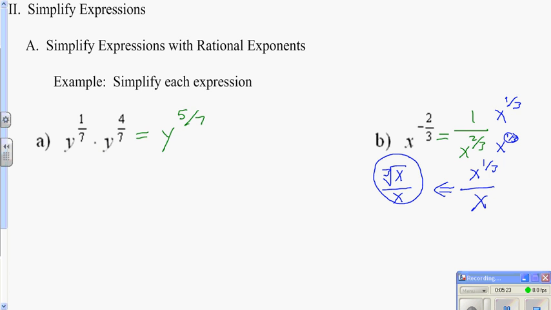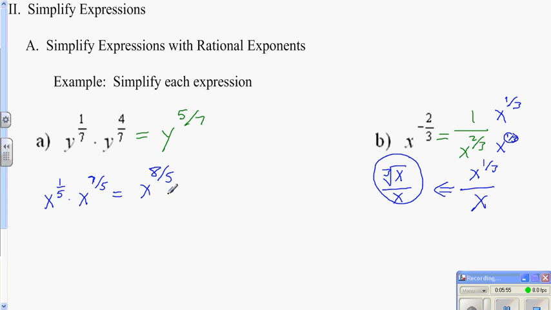Now there are some questions in your notes that I don't have here, so I'm going to handwrite them here if I can. We have x to the 1/5 times x to the 7/2. I think you have this in your guided notes. They are like bases, so we can add exponents. That'll give you x to the 8/5 because they have a common denominator.